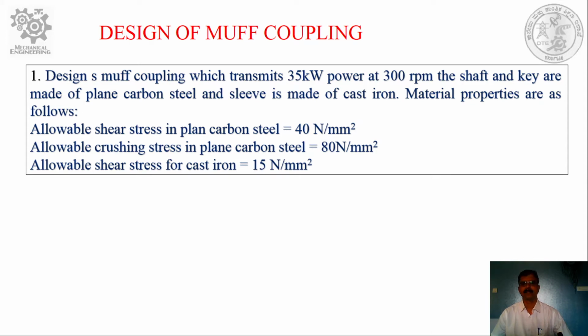The material properties are as follows. Allowable shear stress in the plain carbon steel is equal to 40 Newton per millimeter square. Allowable crushing stress in the plain carbon steel is 80 Newton per millimeter square. Allowable shear stress for cast iron. Now, first of all, read the problem once or twice carefully and list out the given data.